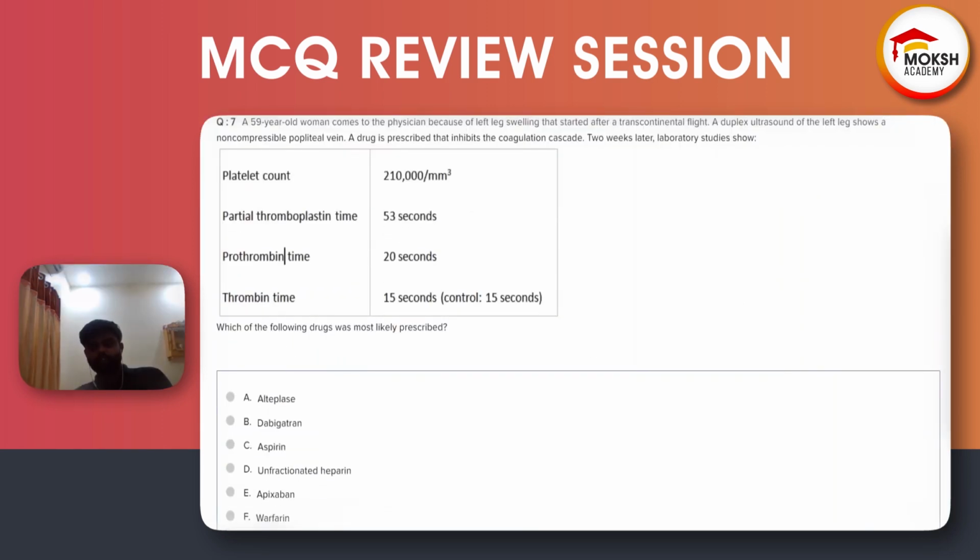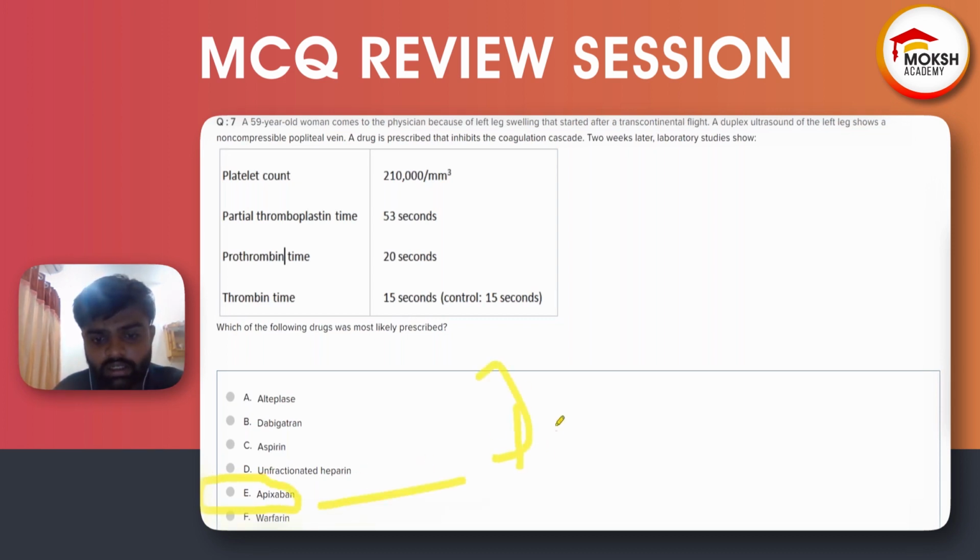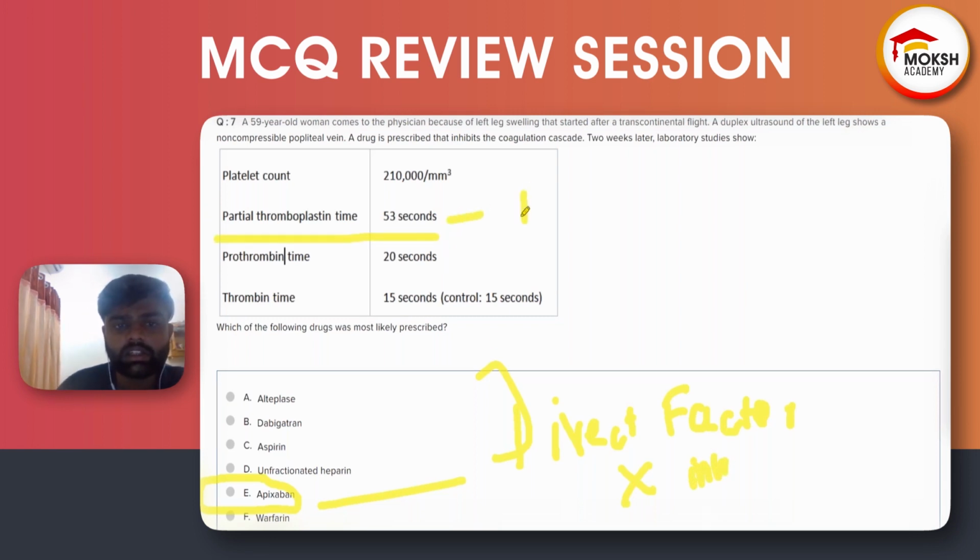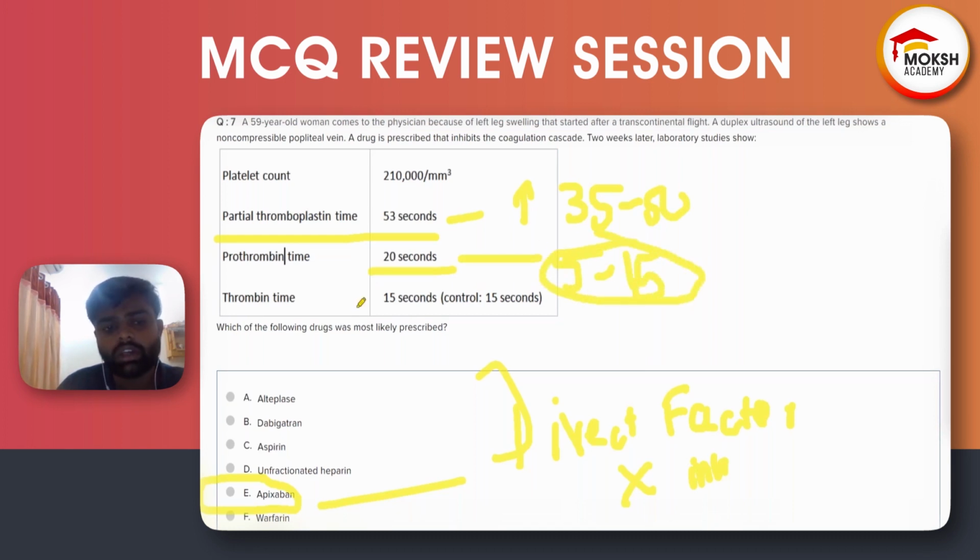The patient has both increased PT and PTT. So the patient here is being given apixaban, or direct factor 10 inhibitors. Remember, PT is increased. It's usually around 35 to 50, while here it's 5 to 15. Okay, so thrombin time is normal.